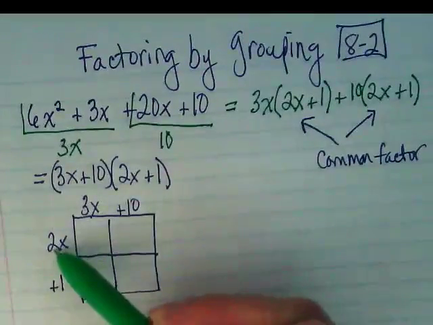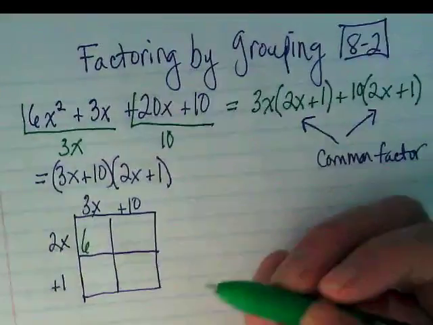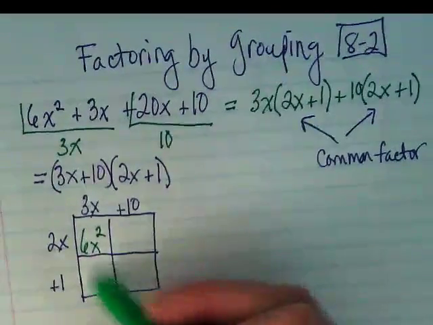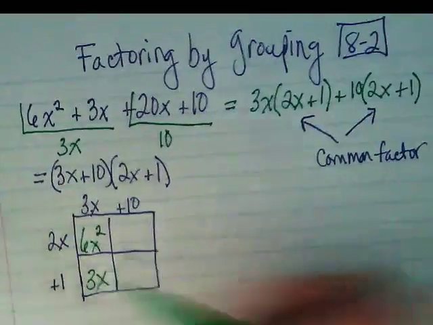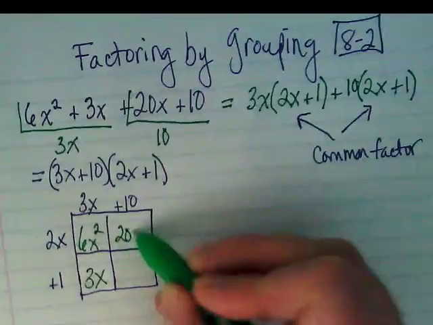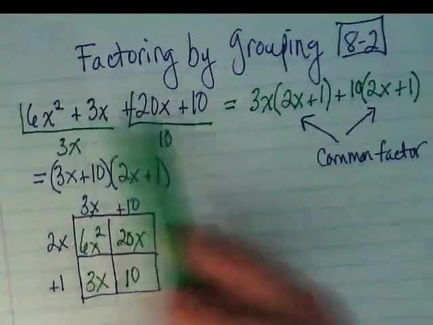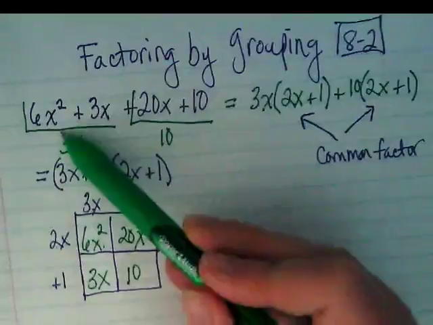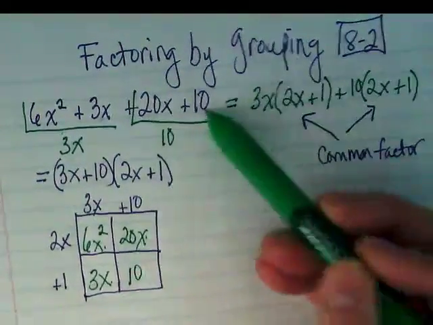So let's look here. What's 2 times 3? 2. And x times x? X squared. Okay. What's down here? 3x. And up here? 20x. And down here? 10. Do these terms match our original terms? Yes. 6x squared plus 3x plus 20x plus 10.